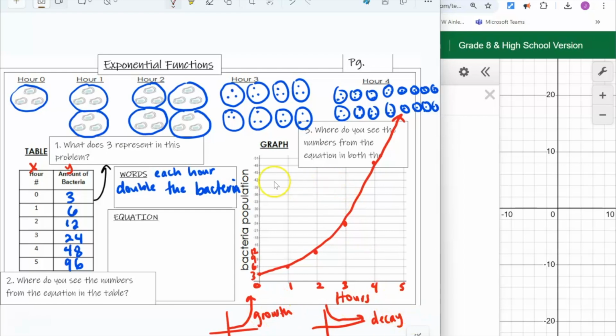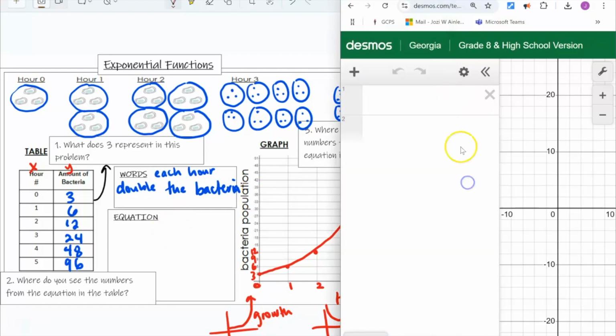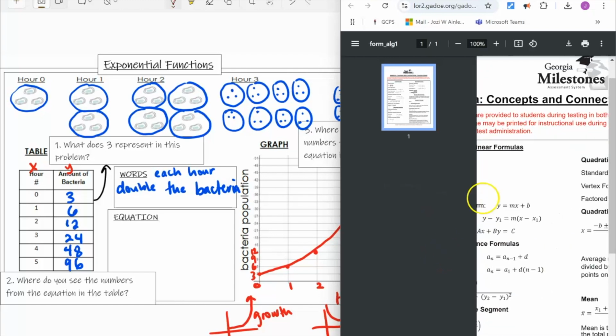Now that we have a graph, let's take a look at this equation. So equation-wise, you can see that right off of a formula sheet. So you will get this formula as always.